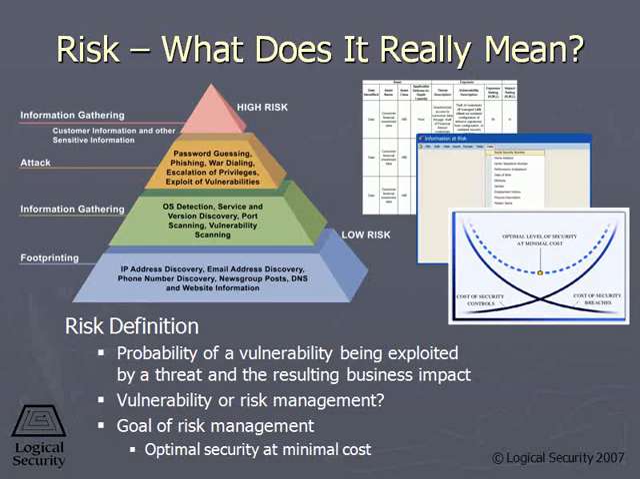The easiest thing to do is define a vulnerability. That's a weakness or a hole. The hardest thing to do is actually calculate the business impact of that vulnerability and the probability that that vulnerability is going to get exploited.